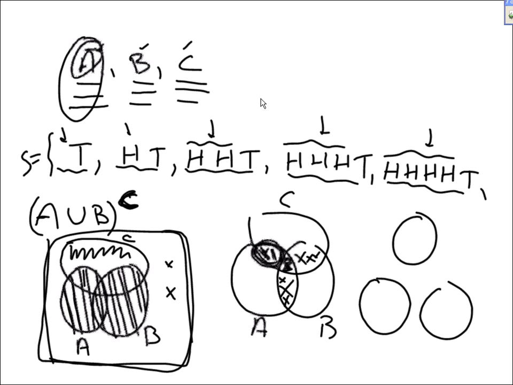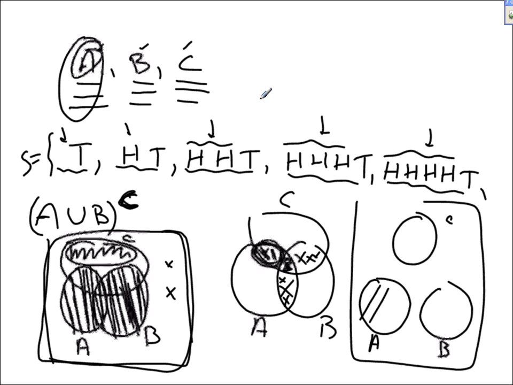You're not in A union B. You're not in here. So where are you? You're in C. This is A union C. Well, if you're not there, then you must be in C. Okay, so let's just finish this up.